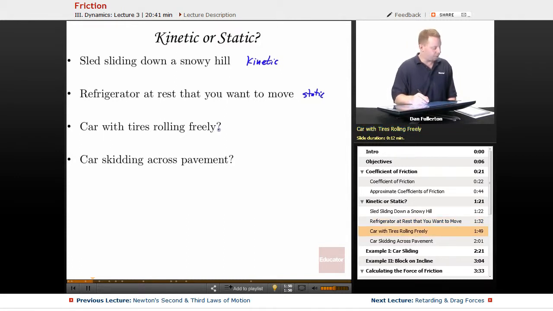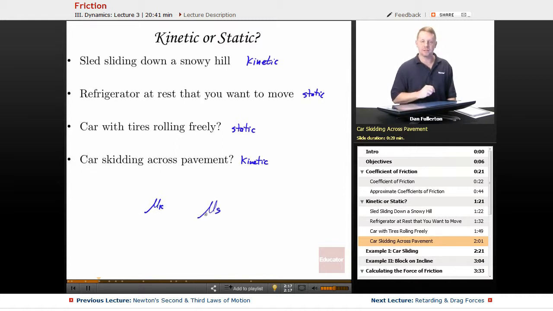Car with tires rolling freely. That's static because it's not sliding. As the tires are going down the pavement, at any given point, they are static with respect to the pavement. Now, if you happen to skid across the pavement, now you have sliding or kinetic friction. And when you're using that coefficient of friction, you will use either the kinetic, mu k, or the static, mu s, coefficient.